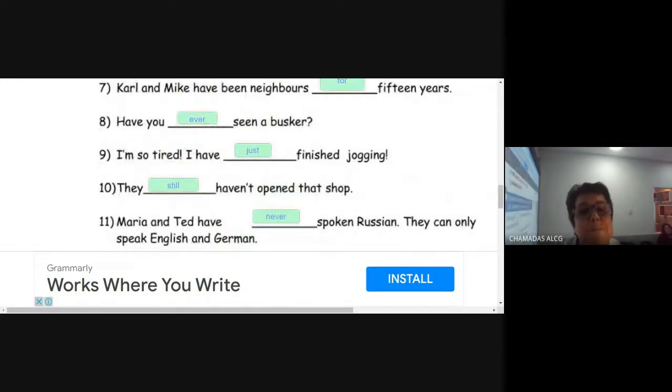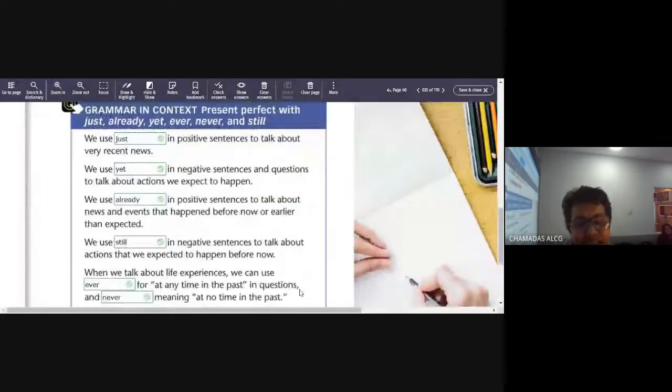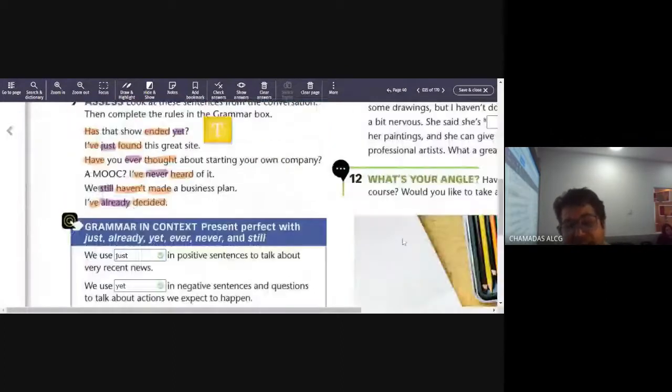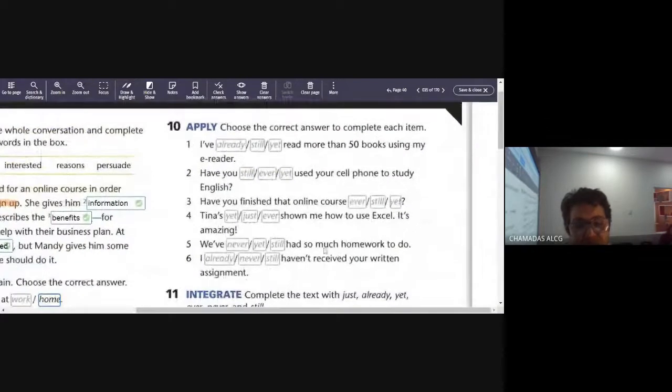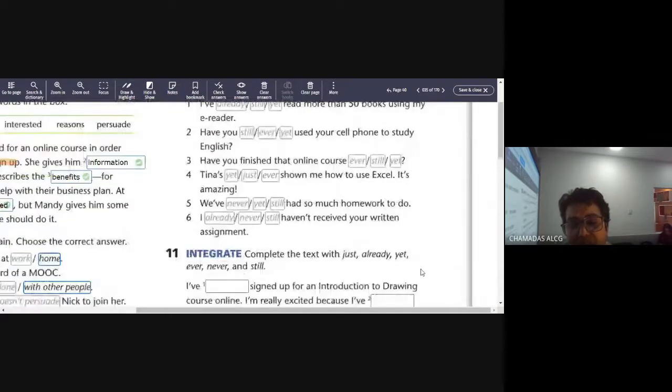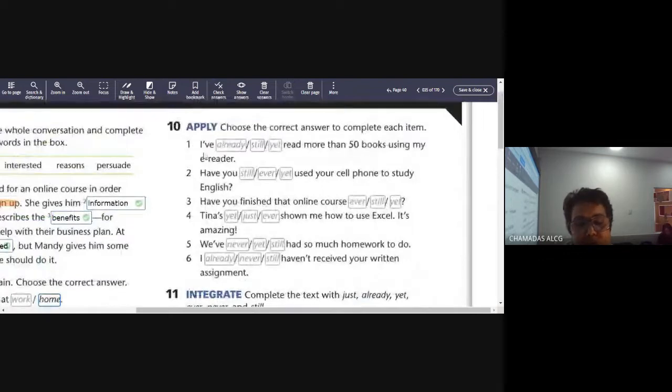So back to our book. Let's see, guys. Let's take a look at the book examples now. Apply. Choose the correct answer to complete each item. And that one I'll ask you to do on your own, except for the first one. So let's do the first one together. I've already read more than 50 books using my e-reader.